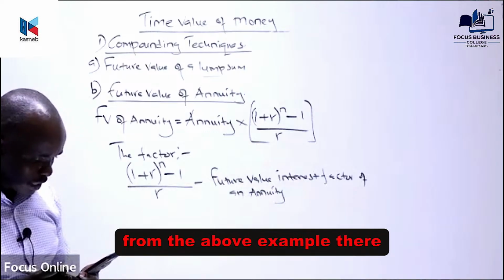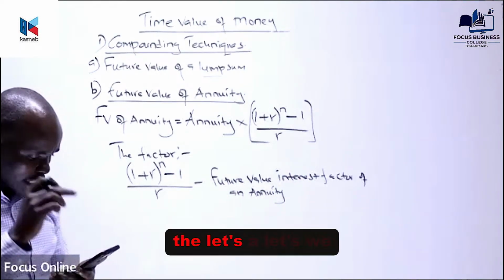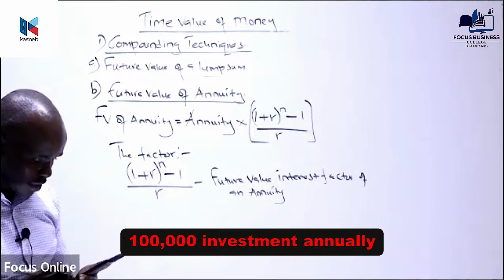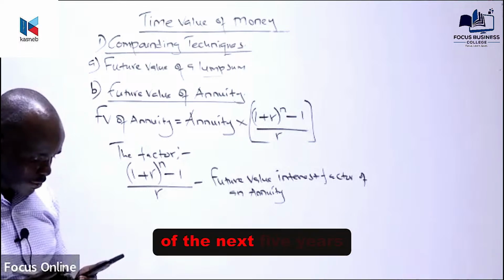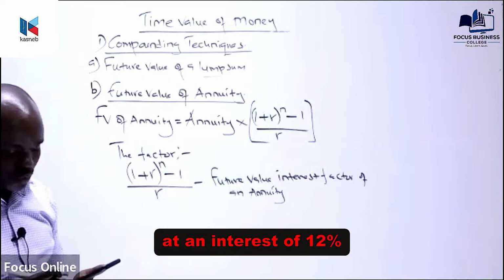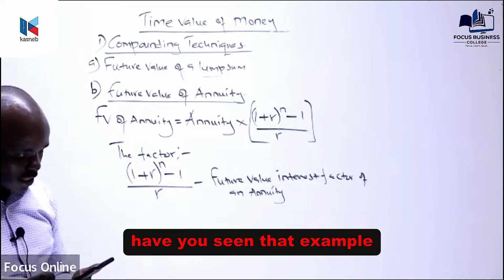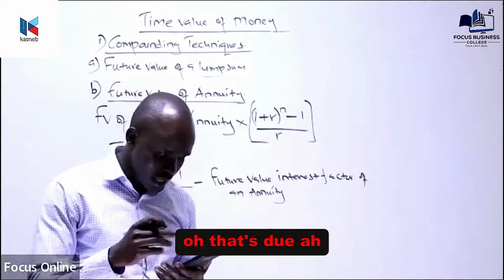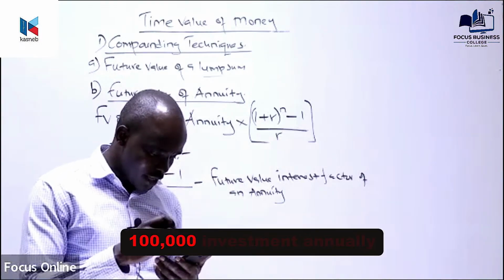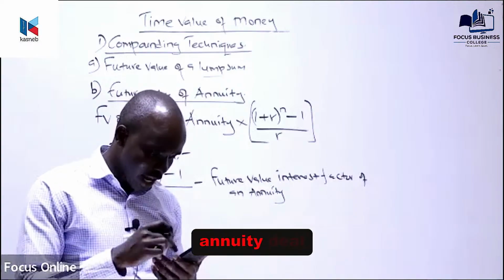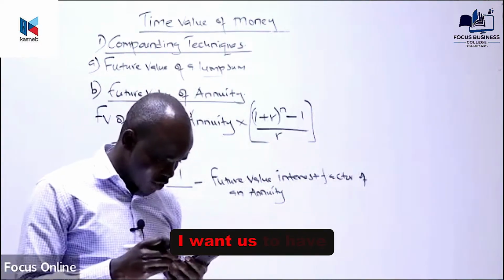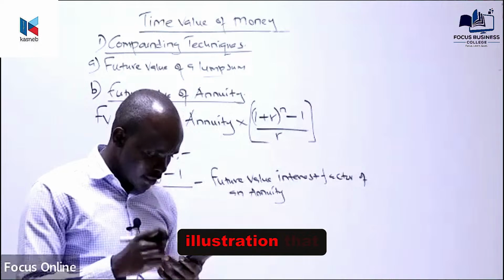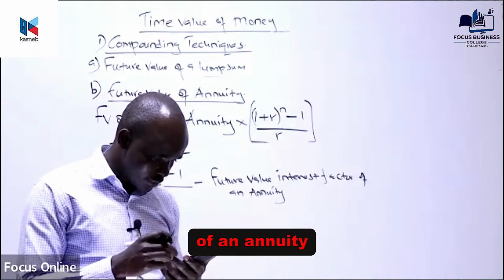From the above example, there is a statement. We have an example: what is the value of shillings 100,000 investment annually at the beginning of each of the next 5 years at an interest of 12%? Oh, that's an annuity due, sorry. We are coming to that. I want us to have an illustration on future value of an annuity.